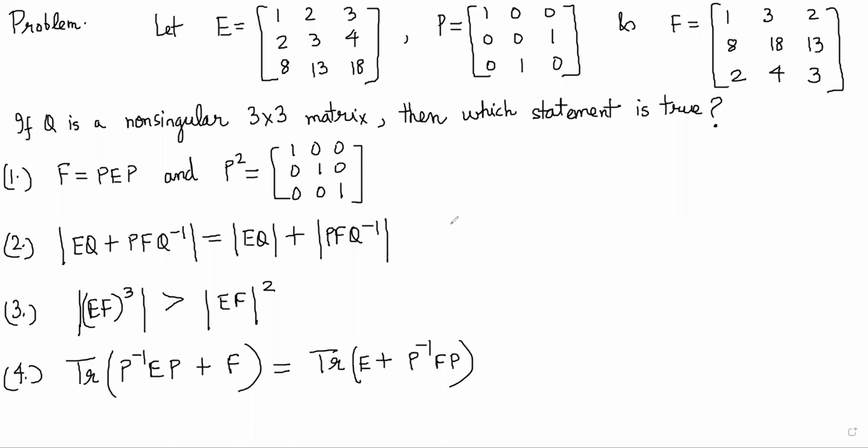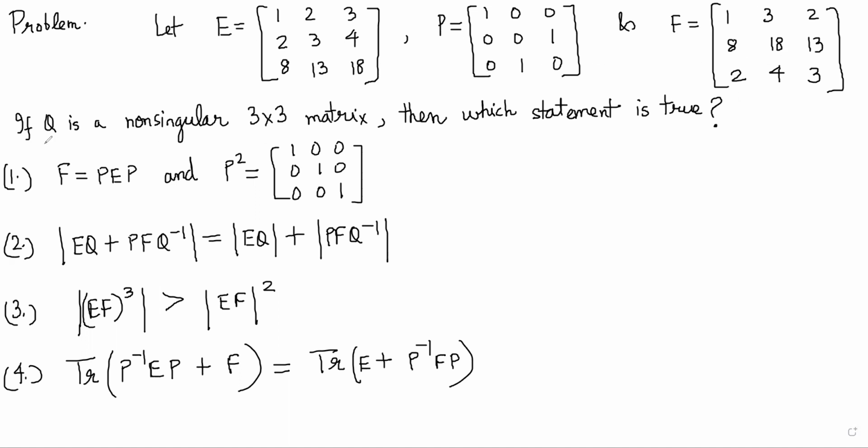Hi. So in today's problem, what we'll look at is this matrix algebra question. The question is here. E is a given matrix: 1, 2, 3, 2, 3, 4, 8, 13, 18. And P is also given, and F is also given.